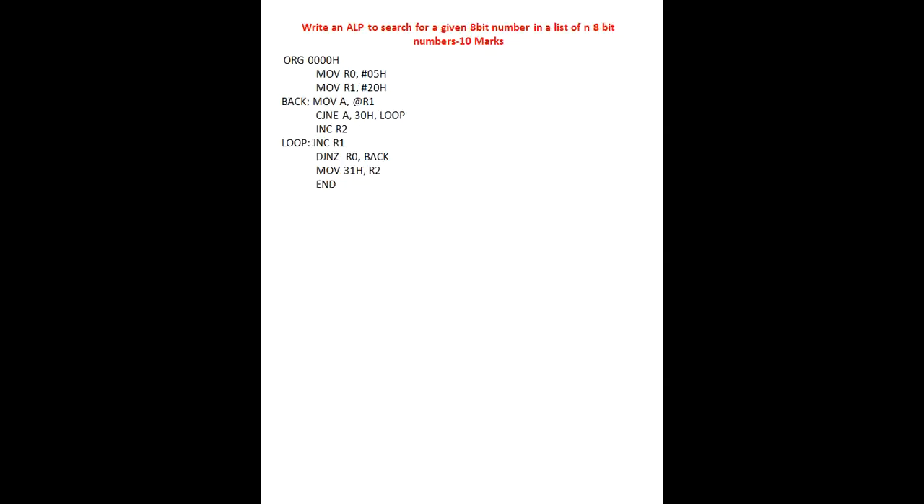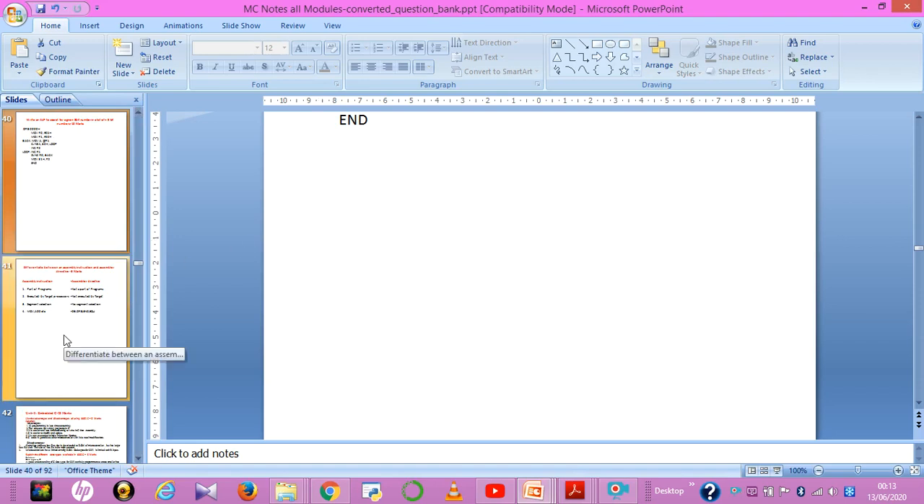Next, it is going to search for a given 8-bit number in a list of n 8-bit numbers. That means here you have to give some n numbers as input, and you have to search for any one number from the given input. If that number is present in the given set of numbers, it is going to be found using CJNE 30H, A, loop. That is going to be stored in 31H, the searching number. If not, it gives the result as 00.